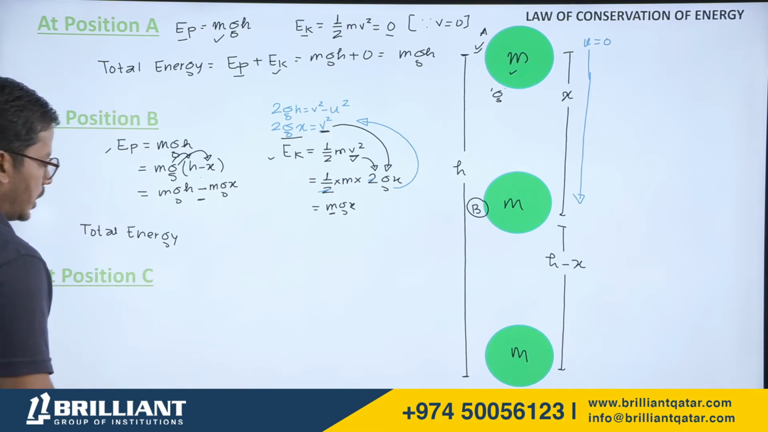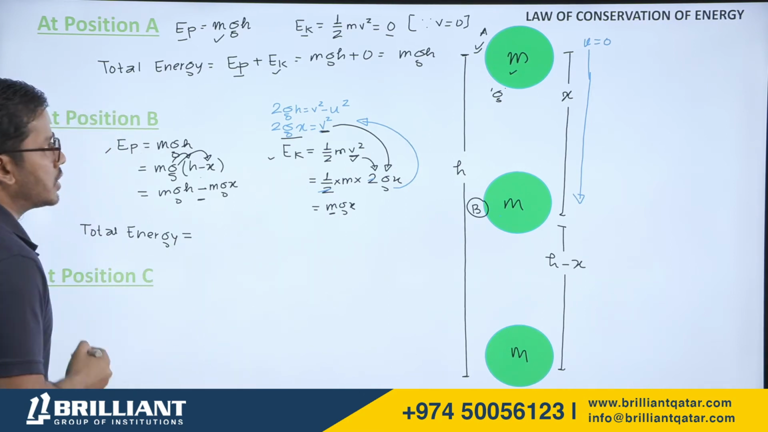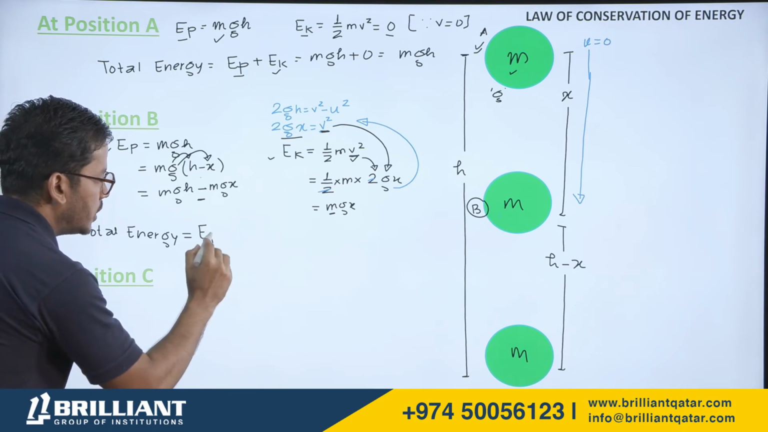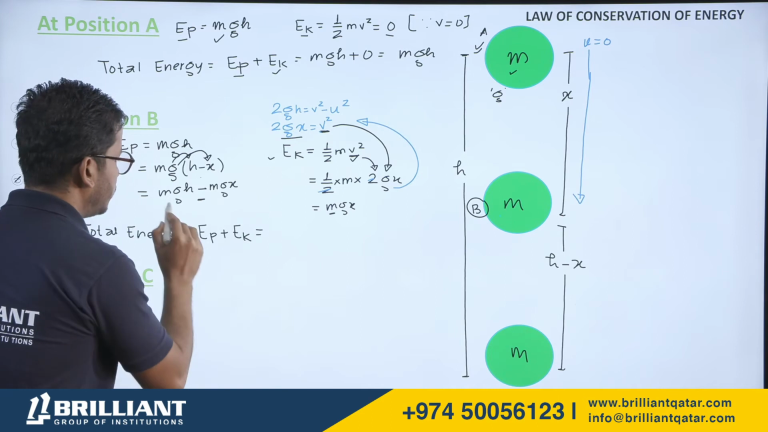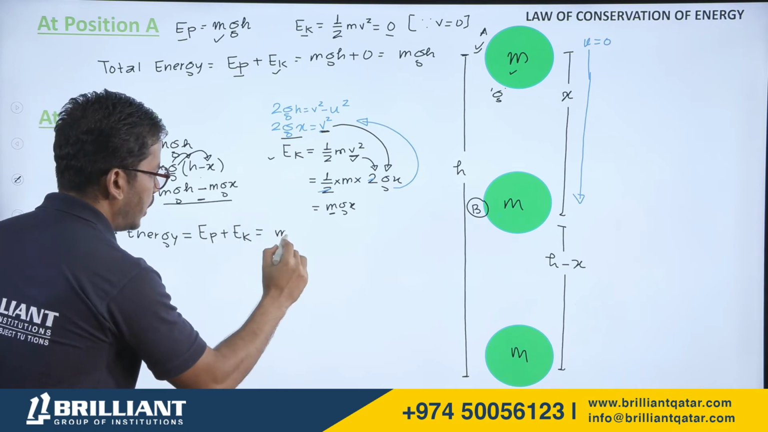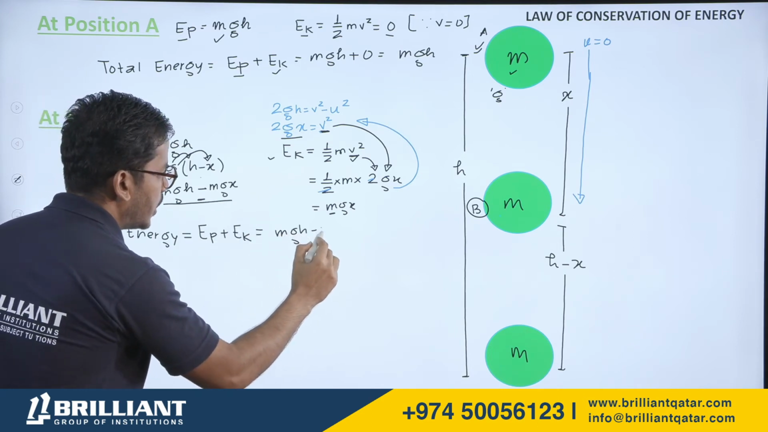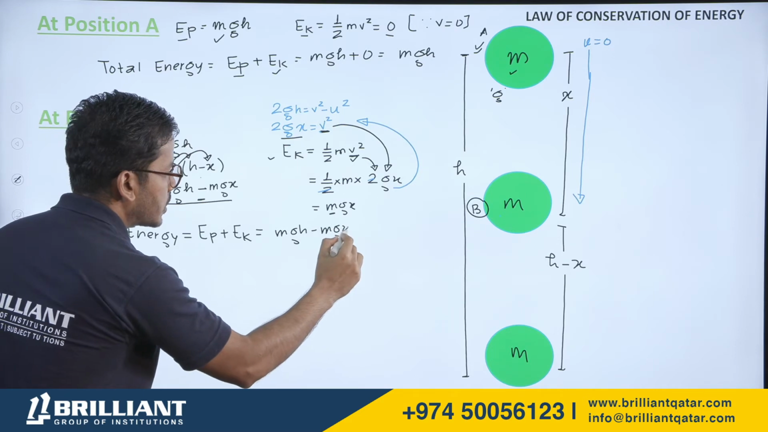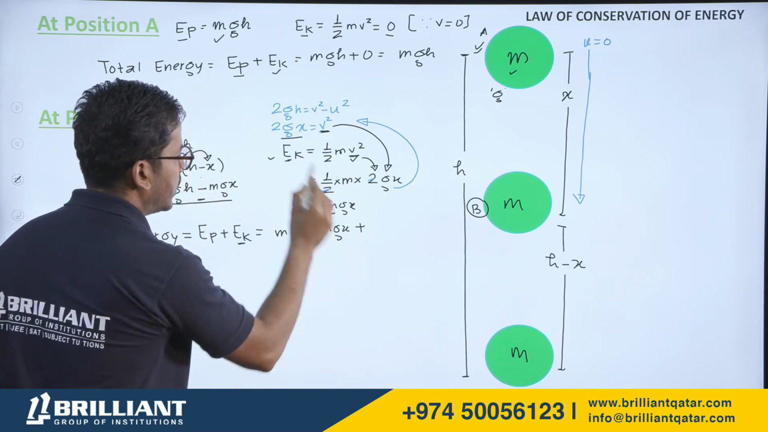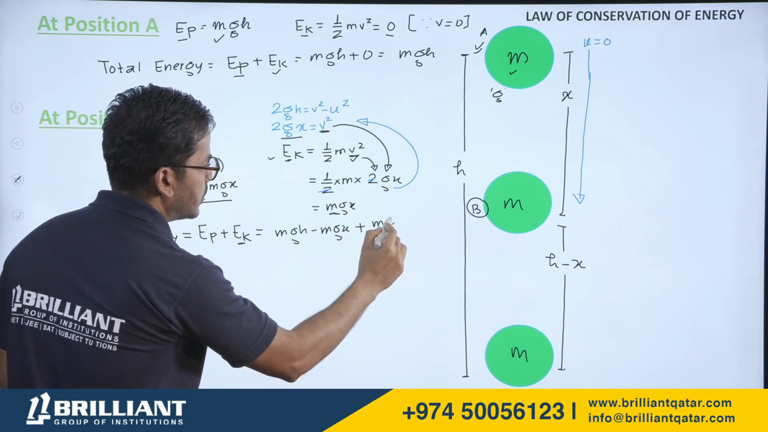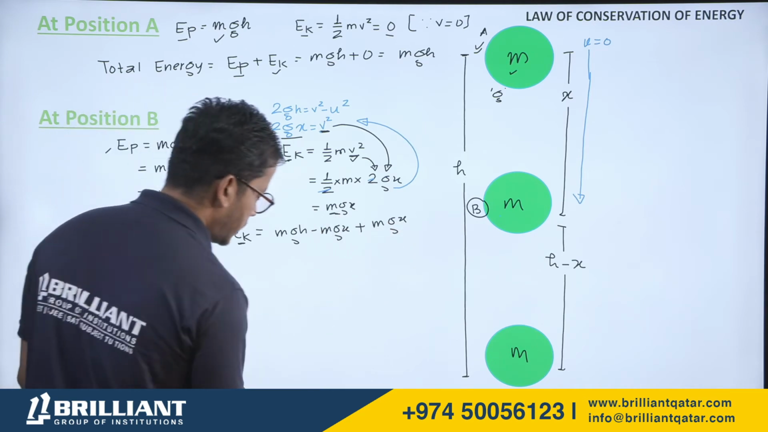So what will you do? The total energy is left over, right? So what is the total energy? Sum of potential plus kinetic, right? Very good. So what was potential? This is the one. So I'll write mgh minus mgx, right, plus kinetic is this one, mgx. Can you see something cancels? Some values cancel?